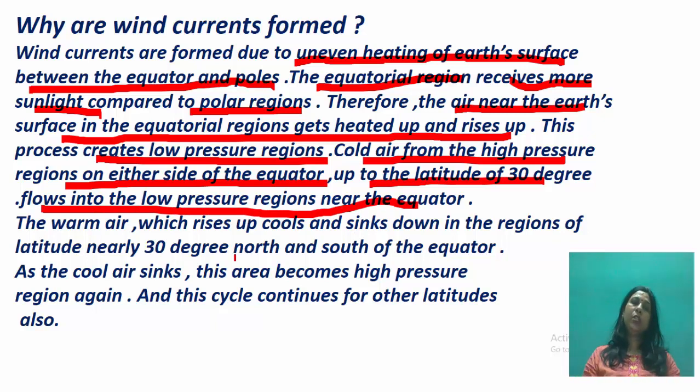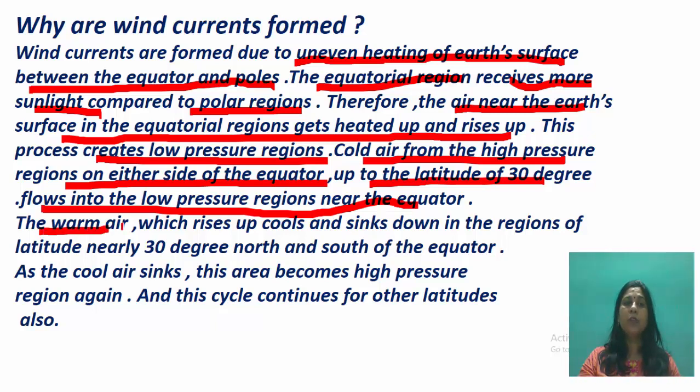Now you have learned in social studies the latitudes 0 degree, 30 degree. 0 degree is the equator. The equator gets more sunlight, land gets heated up, the air above it gets heated up and it rises up. When the air rises up in the equatorial region, this creates a low pressure belt. The cold air from the high pressure regions on either side of the equator up to the latitude of 30 degree flows into the low pressure regions near the equator.